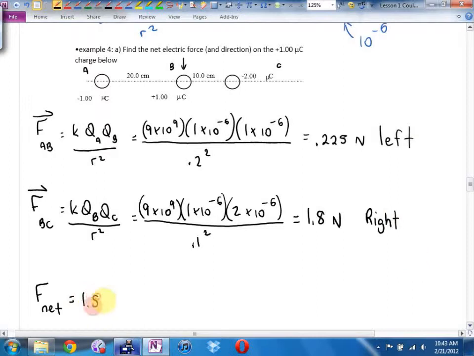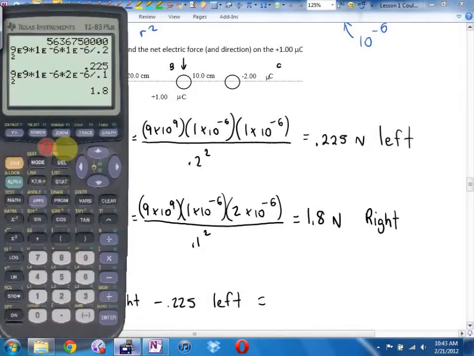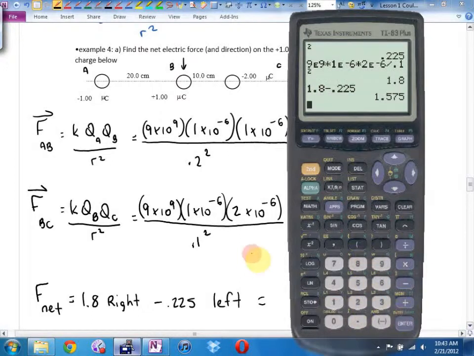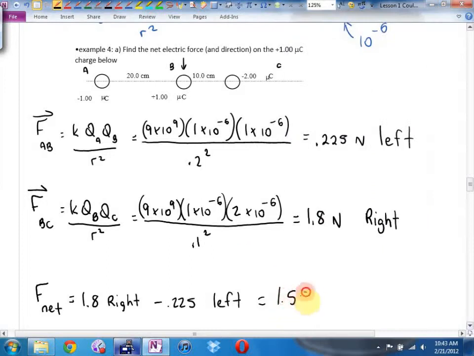So I'm going 1.8 to the right, take away 0.225 to the left. I'm going winner minus loser, right? To find the net force. But now we're not going MA, we're going in electric force, KQ1Q2 over R squared. 1.8 minus 0.225, and I get 1.58 newtons. Direction. Right.